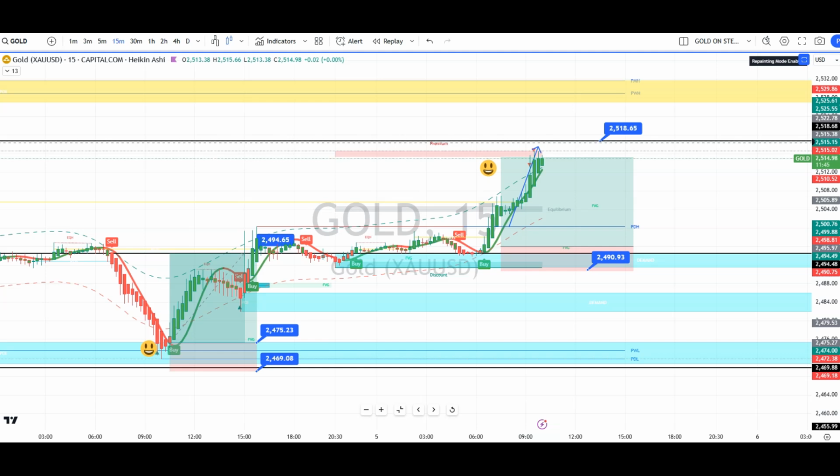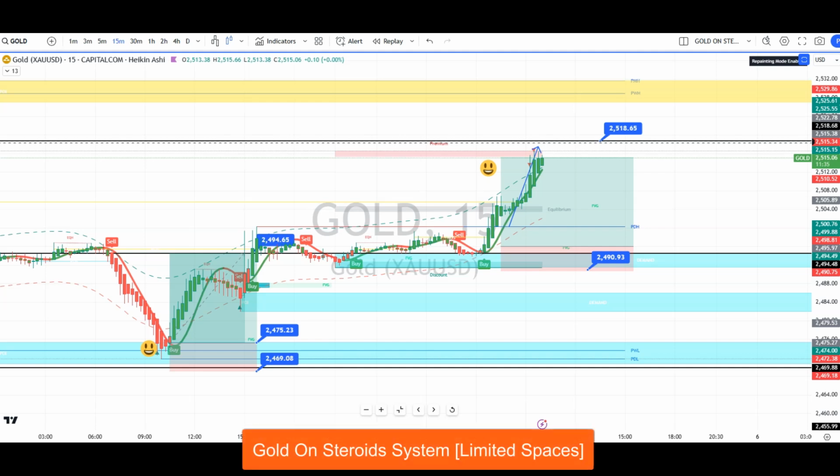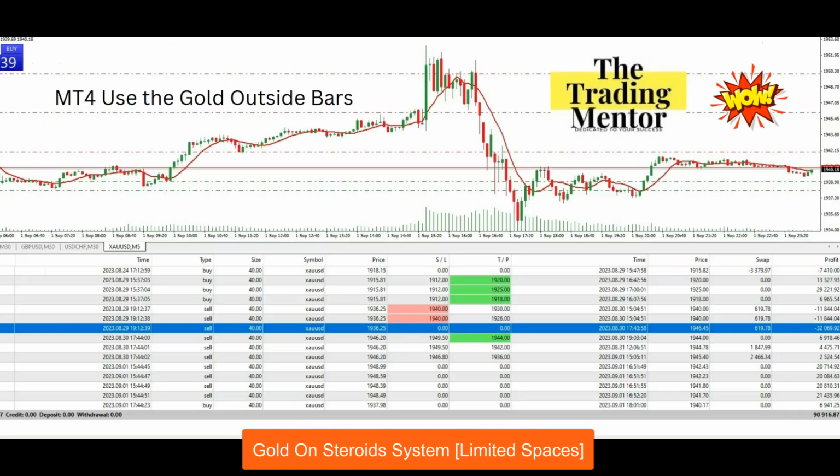Fantastic move on gold this morning. I just want to cover this a little bit so that people understand what you're looking at, what you can expect from the Gold on Steroids software. This has been developed over many years of trading gold, so I've made a lot of money in gold. As people know, if you've been with me for a few years, you've seen my trading account, you've seen my results. Let's have a look at a few now, for instance.